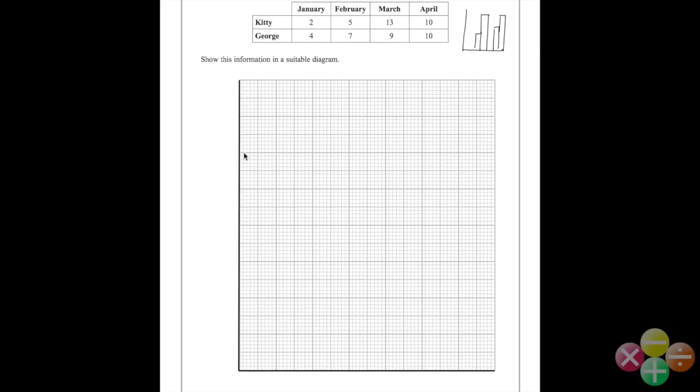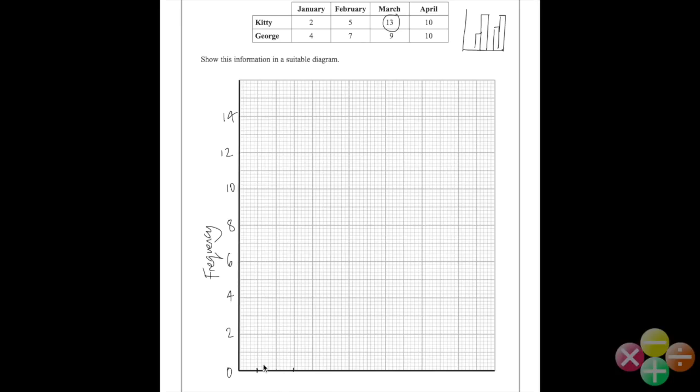I'm going to have frequency up the side and months along the bottom. So remembering that my frequency has to account for all the data, it needs to go up as high as at least 13, because the maximum is 13, and that's for Kitty in March. So 0 to 14 is perfect. Now I can label that axis frequency, so that's how many cars are sold, and then along the bottom we can have months.